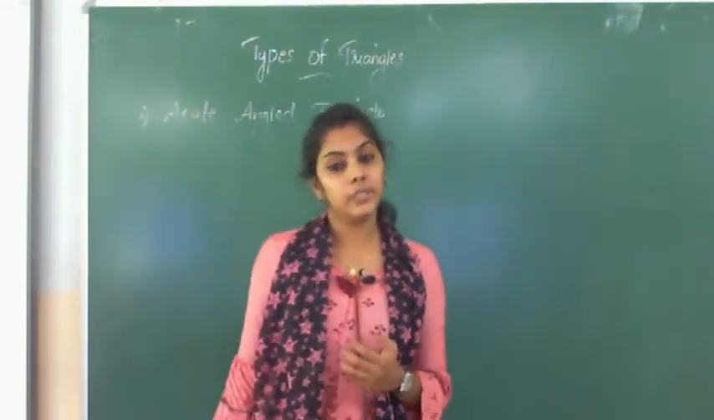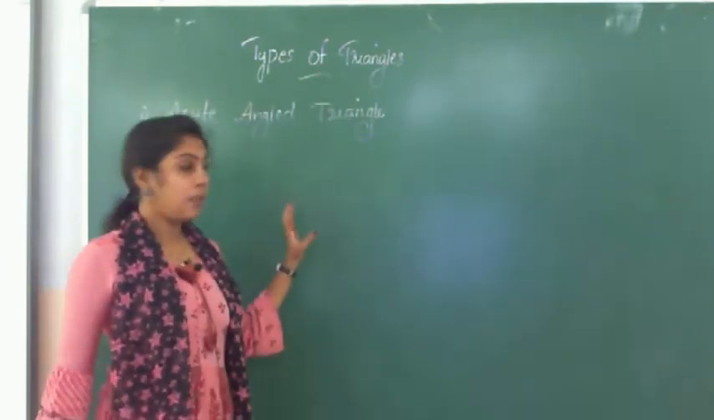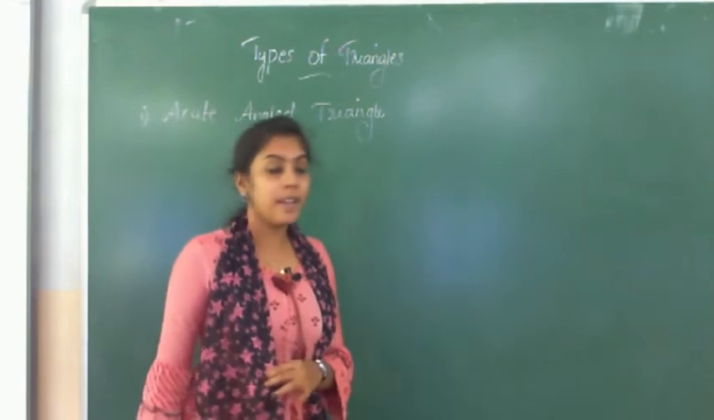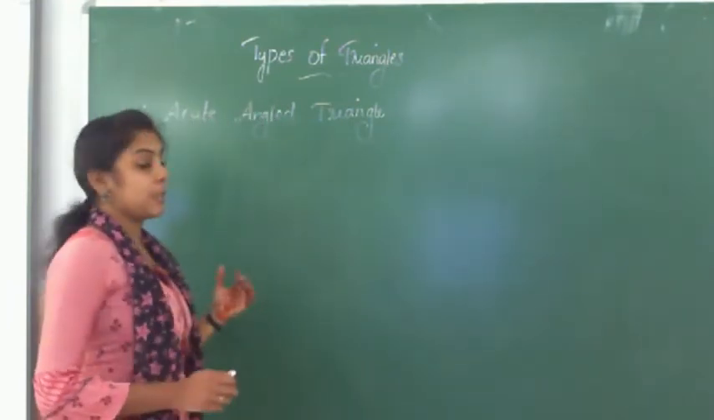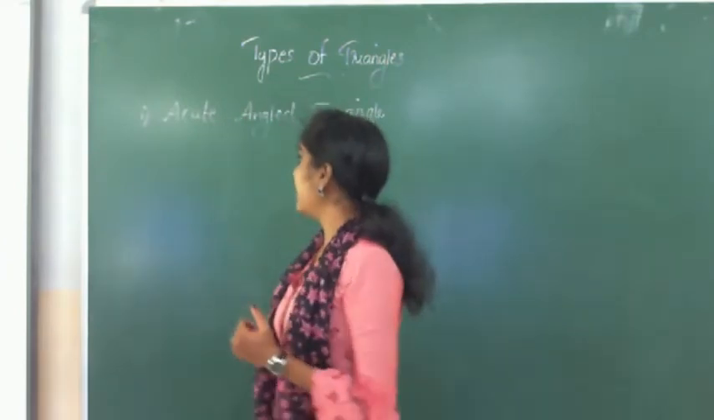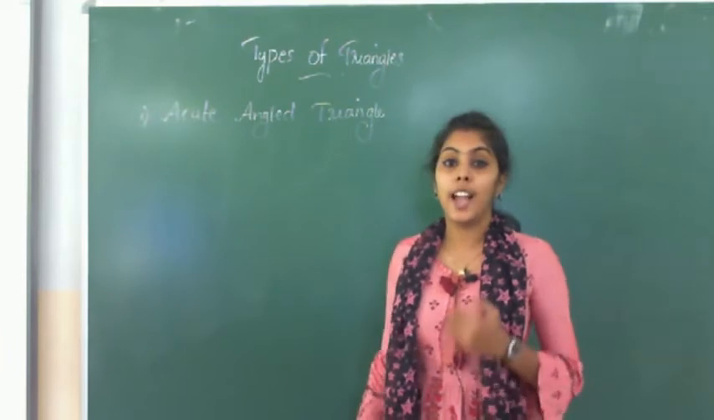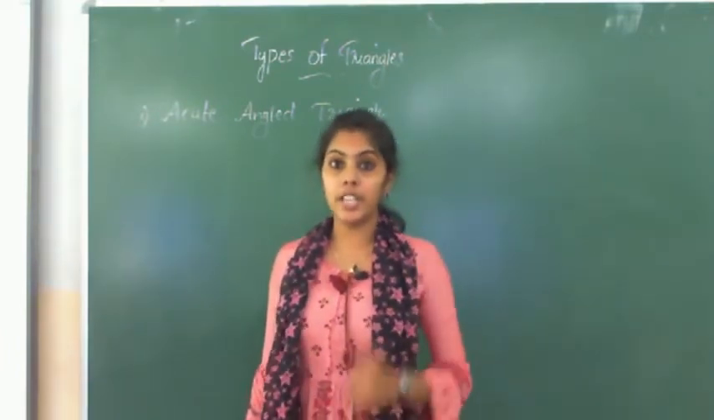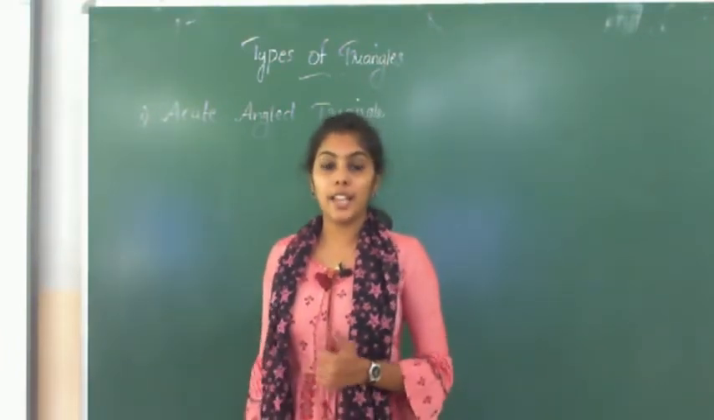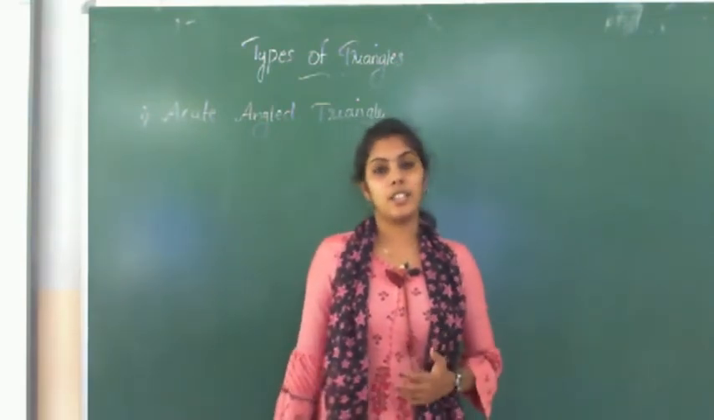Acute angled triangle. From the name itself, you can find out what the speciality of this type of triangle is. Acute angled. We studied what is meant by an acute angle: it should be less than 90 degrees.